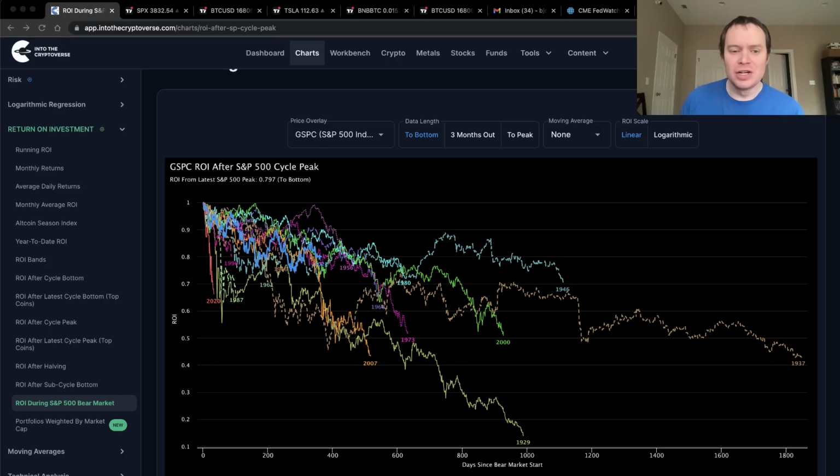Let's go ahead and jump in. So this bear market by the S&P 500 throughout 2022 and of course early 2023 has been a fairly slow and systematic downtrend. We've often described it as a structural bear market.